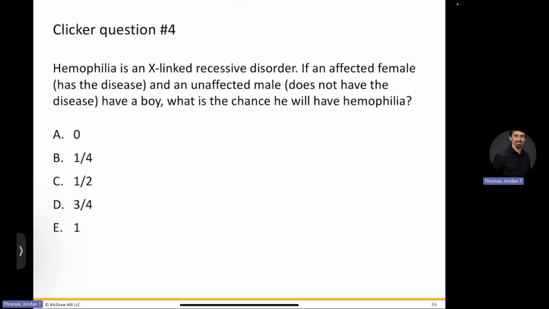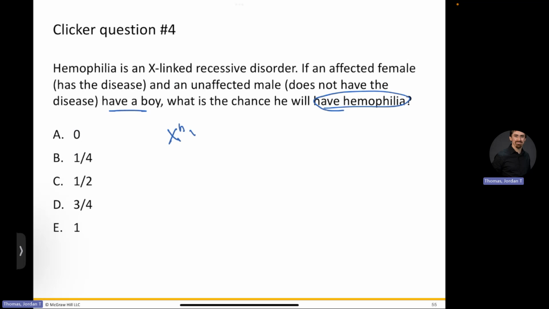Hemophilia is an X-linked recessive disorder. If an affected female and an unaffected male have a boy, what are the chances they will have hemophilia? So hemophilia is recessive. The female is affected, so we get X little h, X... Well, actually, I'm going to have y'all do this. Pause, think about it. We'll come back to it.